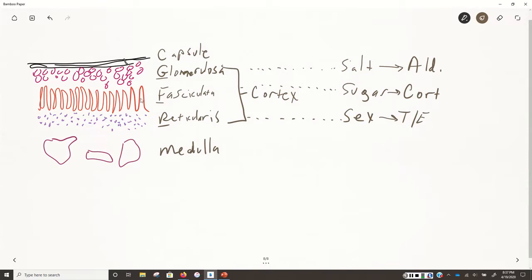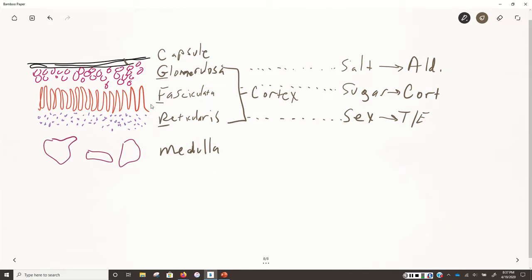Then we have 3 layers of the cortex, the zona glomerulosa, the zona fasciculata, the zona reticularis. Here's our little round structures, the glomerulosa. Here's our folded back and forth fasciculata, and our dark staining nuclei, the reticularis.